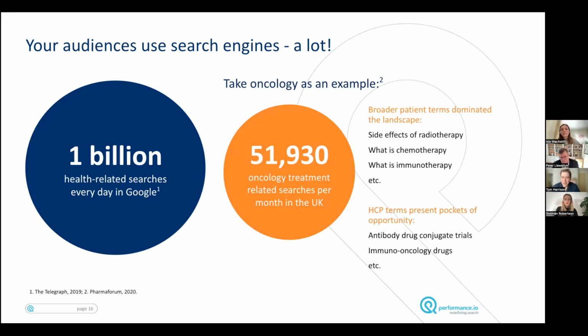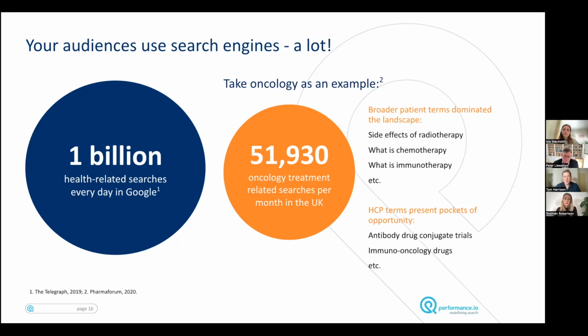So if you see here, within that 52,000 per month search terms, obviously a lot of that will be dominated by what you consider patient-related terms. So searching for, you know, what is chemotherapy, what is immunotherapy, more general topics. That'll give you an insight into the kind of information they're looking for, and that will make up the bulk of the search results.